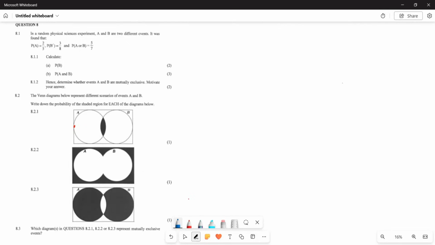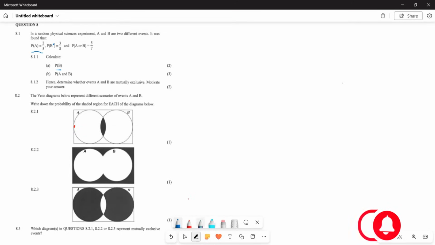They say in a random physical science experiment, A and B are two different events. It was found that the probability of A is given by 2 over 5. The probability of not B is 3 over 8. And the probability of A or B is given by 5 over 7. The first thing they want you to calculate is the probability of B.